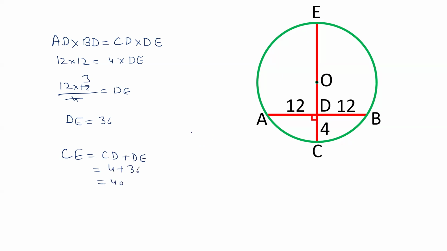Now CE is a diameter of the circle. So diameter is 40. And we have to calculate the radius. So radius will be 40 by 2, that is 20 centimeters. So radius will be 20. And this is 20. DE is 36, so this is 16. And we can see that 12 square, 16 square, is 20 square. So this is a method by which we can find out the radius of a circle if we know the length of the perpendicular bisector of a chord.